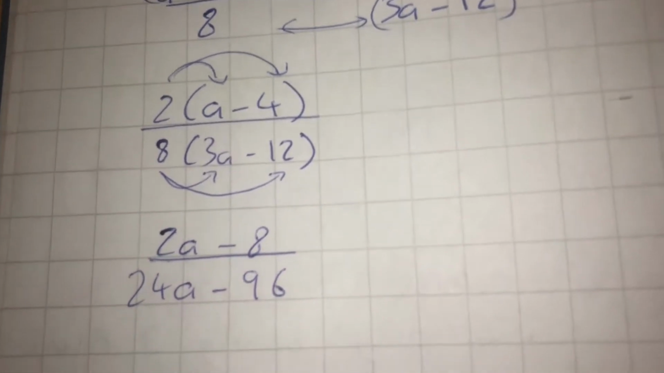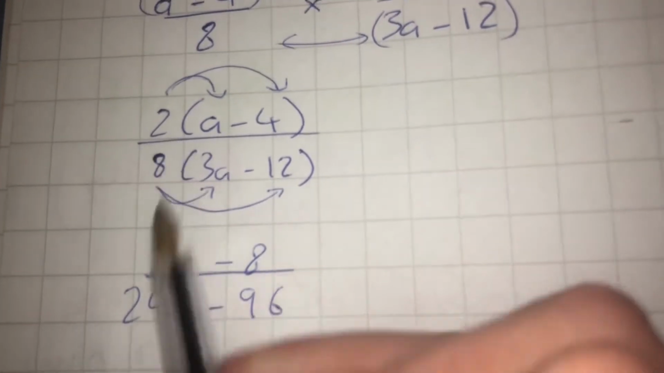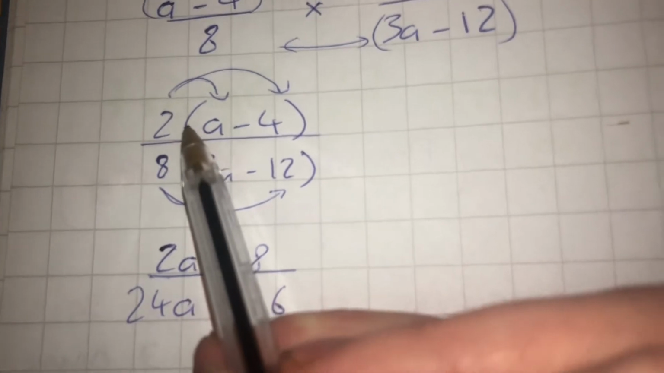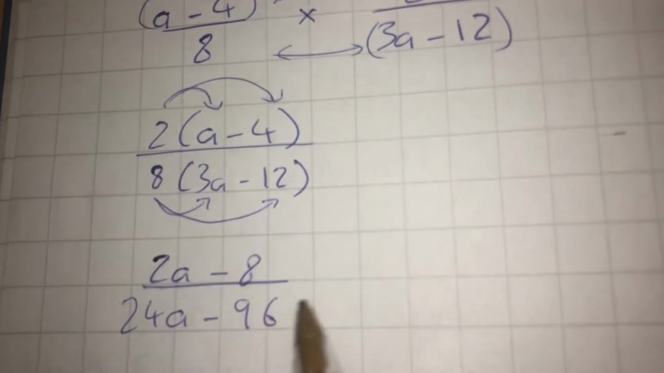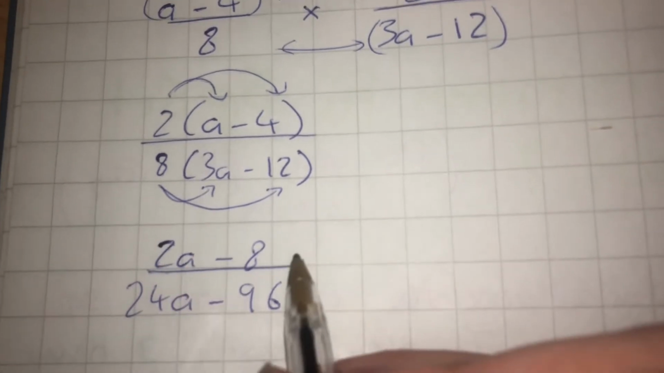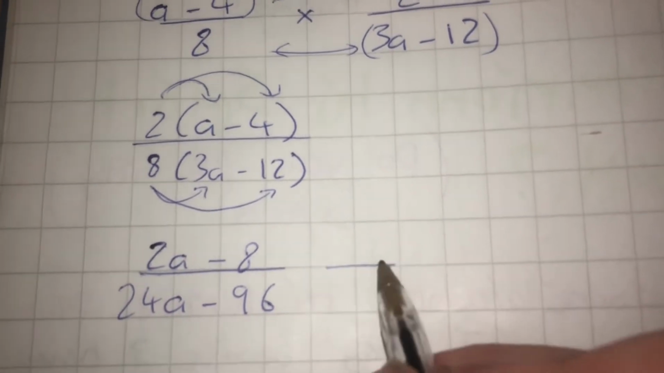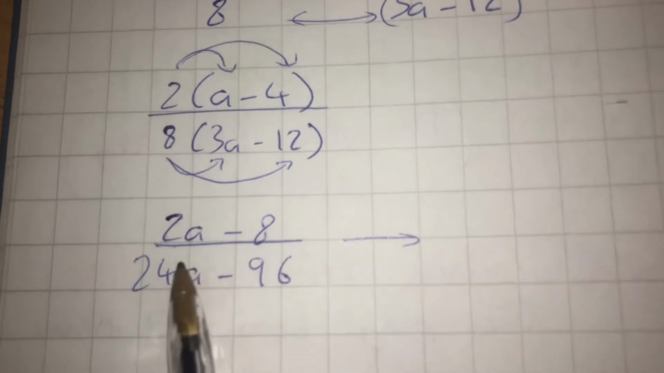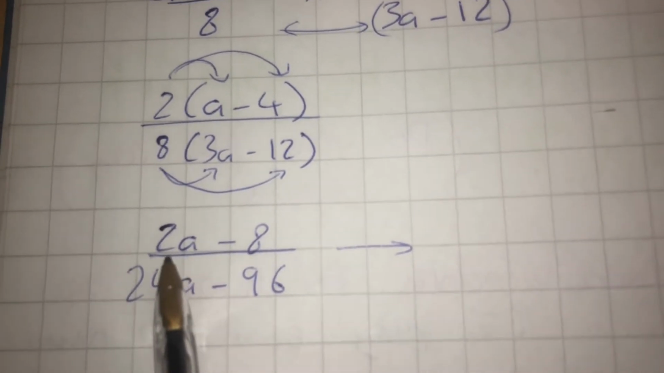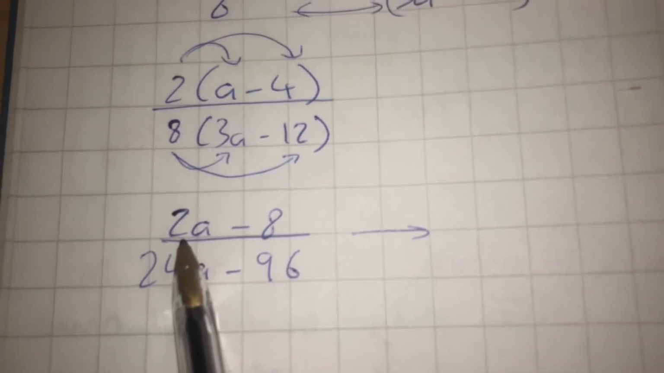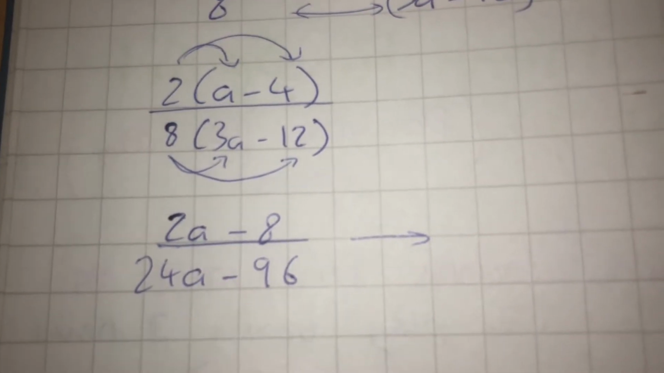Now I could have done this earlier as well. I could have realized 2 and 8, I can divide both of those by 2, so it became 1 and 4, and we just multiplied everything by 4. But when we get to this point, we can simplify top and bottom just like any other fraction by looking at a common factor of each term. In this case, a common factor of 2, 8, 24 and 96 is of course 2.